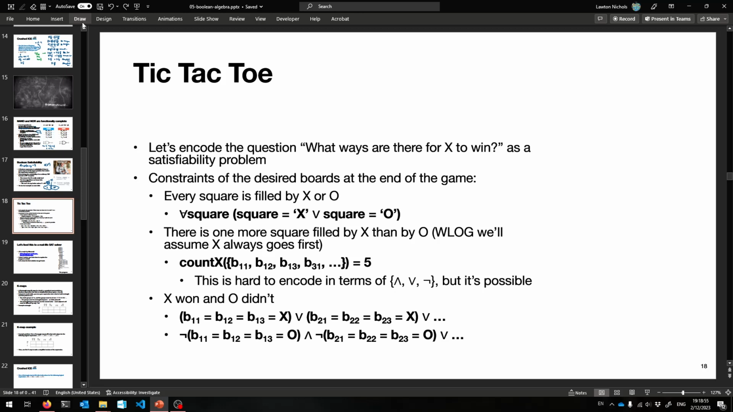Tic-tac-toe. Let's have a computer solve tic-tac-toe by encoding it as a Boolean formula. And this is going to show you how anything you could ever want to compute can be encoded with ANDs, ORs, and NOTs and things. Okay? That's the idea. So let's encode this question.